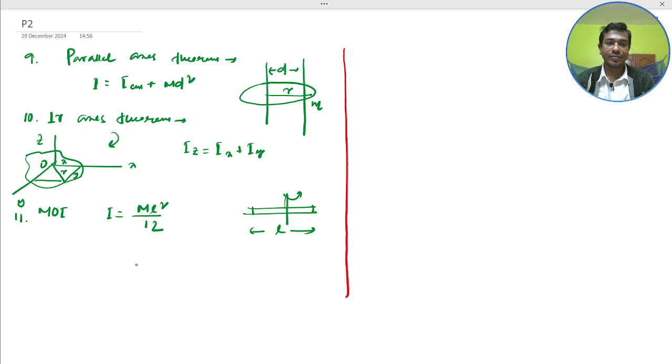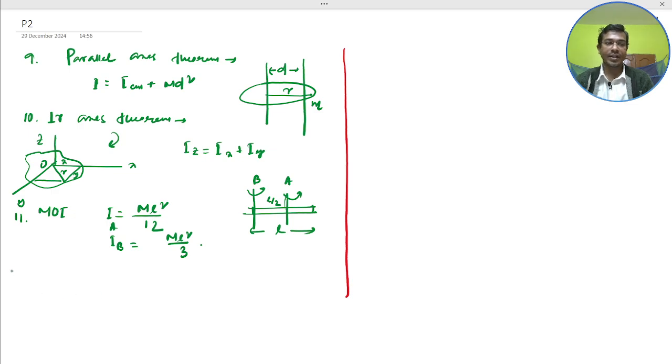Here also, this position, suppose A, and this point B, IB is equal to mL square by 3. Here you just apply the parallel axis theorem: the center of mass mL square by 12 plus m times this portion, which is basically L by 2, squared.